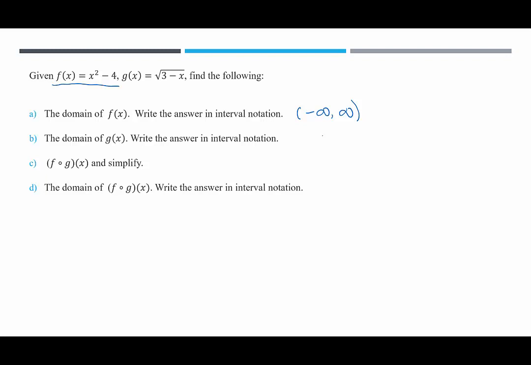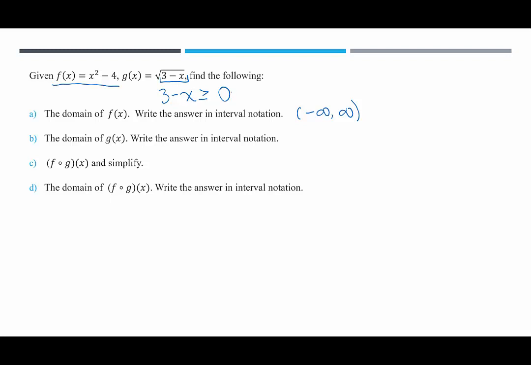How about the domain of g? So the domain of g, we do have some restrictions. This is a radical, it's a square root. And what do we know about square roots? What kinds of values can we get a real number when we take the square root of them? That would be non-negative. So that means that this radicand, 3 minus x, needs to be greater than or equal to 0, because it can be 0, right? The square root of 0 is 0. That does exist. So we say greater than or equal to.